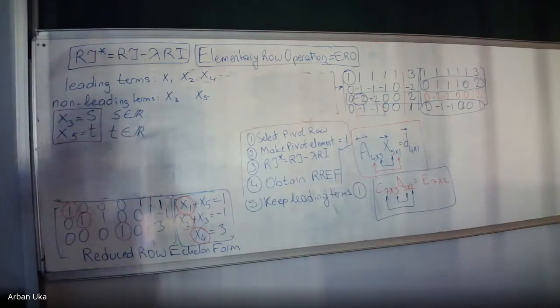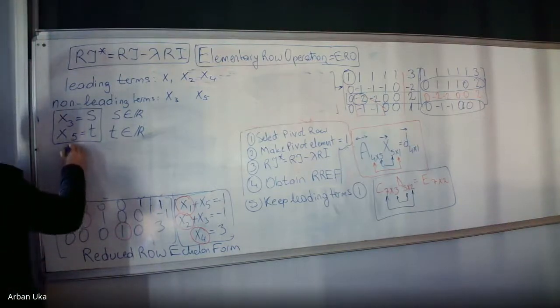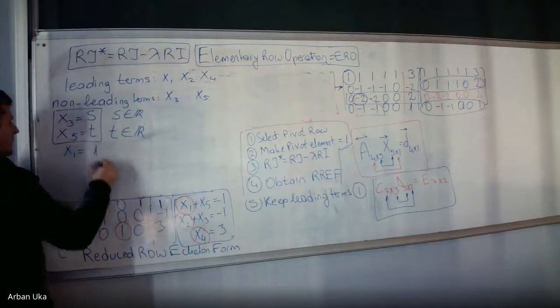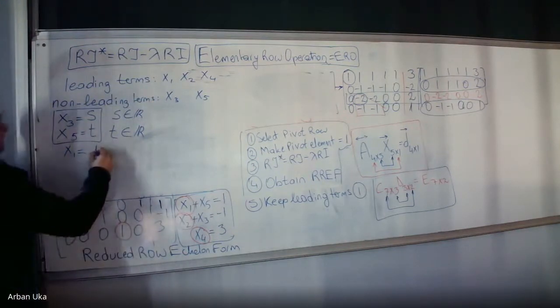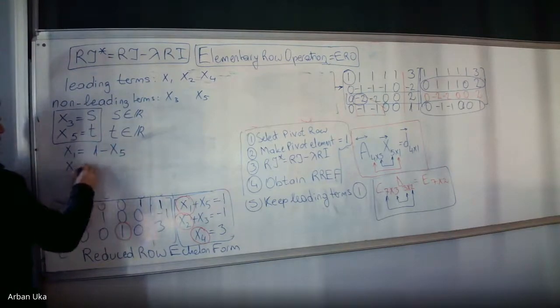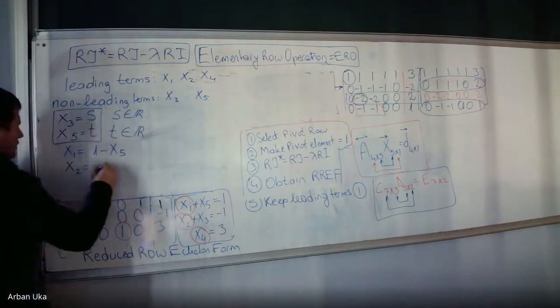Then what we can do from here is figure out x1. What is x1? x1 is equal to 1 minus x5, right? Would you agree from here? x1 is 1 minus x5. What is x2? x2 is minus 1 minus x3. Would you agree with this?